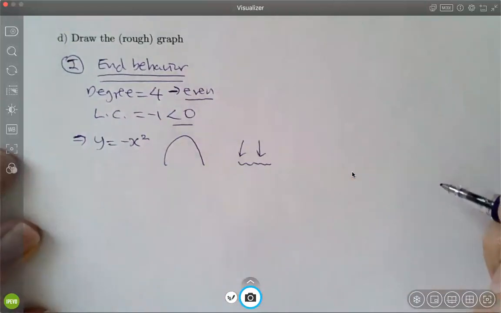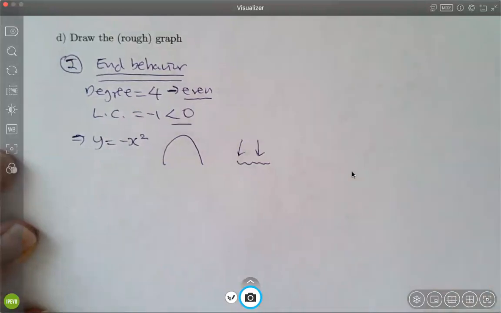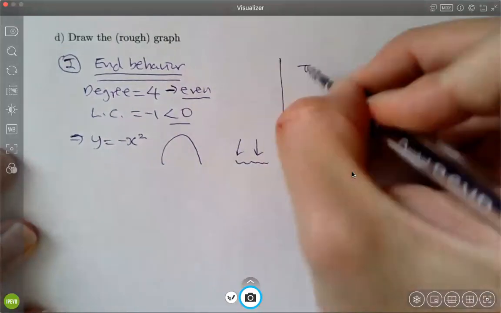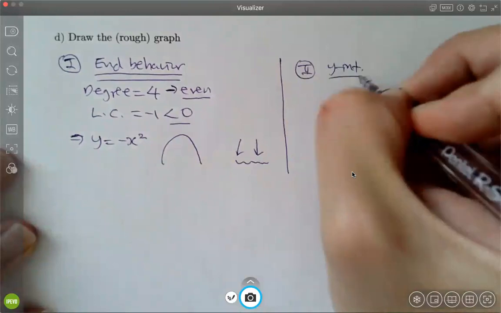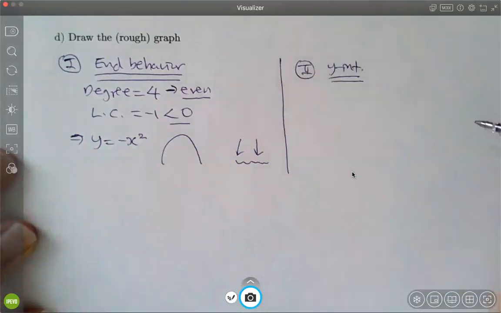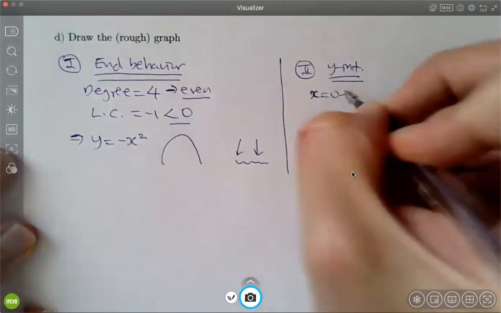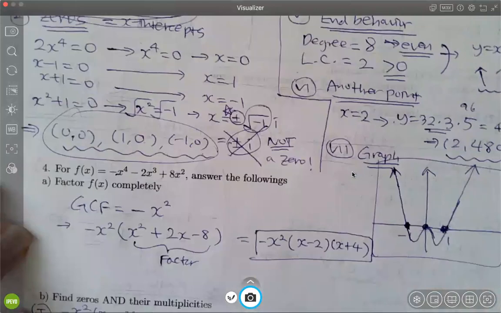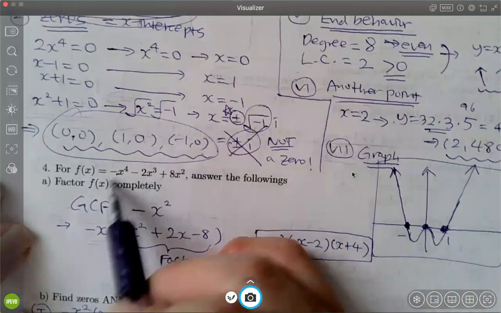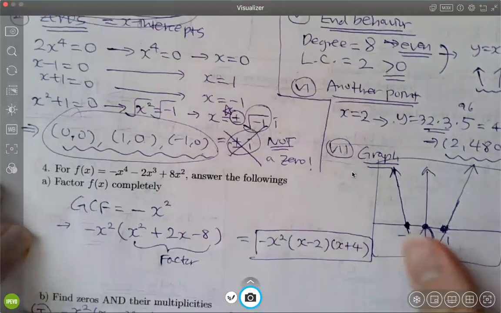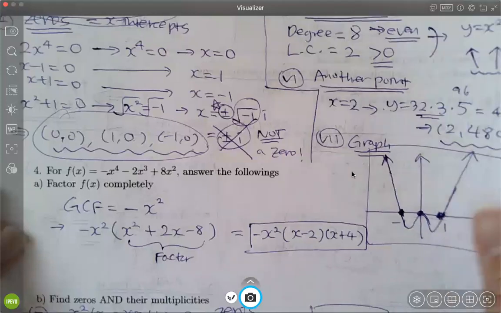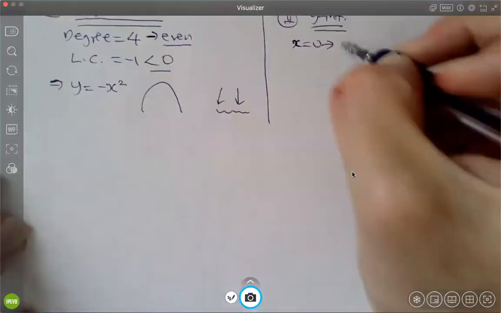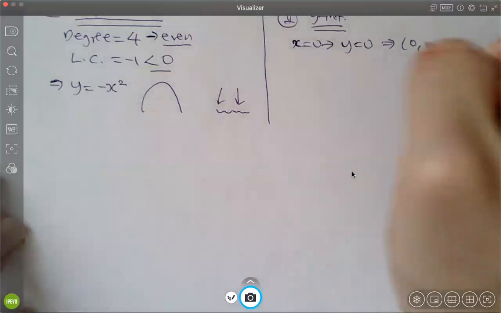And then the y-intercept. Now you plug in 0 for x. So what do you get? 0, 0, 0. So it's again 0. So it's (0, 0).